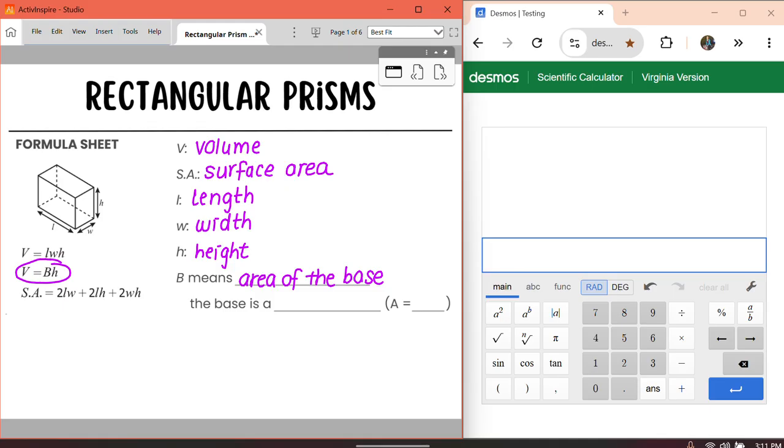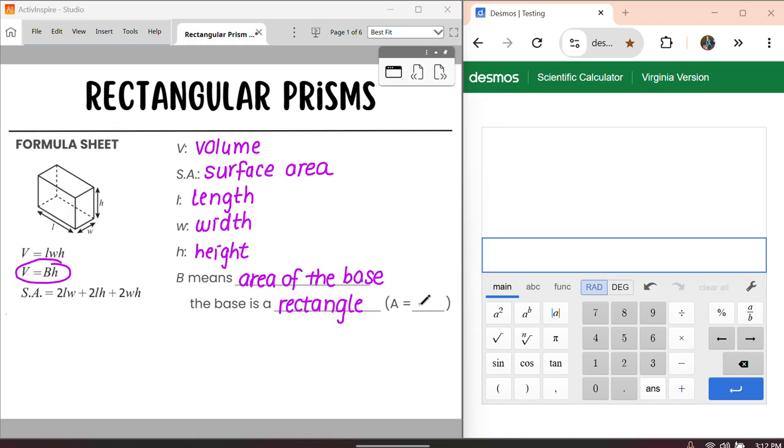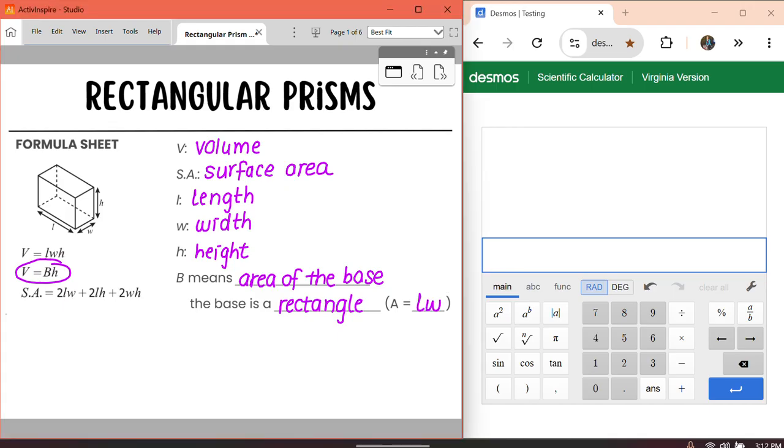So the base of a rectangular prism is a rectangle. And the formula for the area of a rectangle is just length times width. So in this second formula, basically what it's done is it's replaced the LW with just the letter B. But you would still have to do the same amount of work either way. You would still be doing length times width and then multiplying that by the height. But that's what all those letters mean.